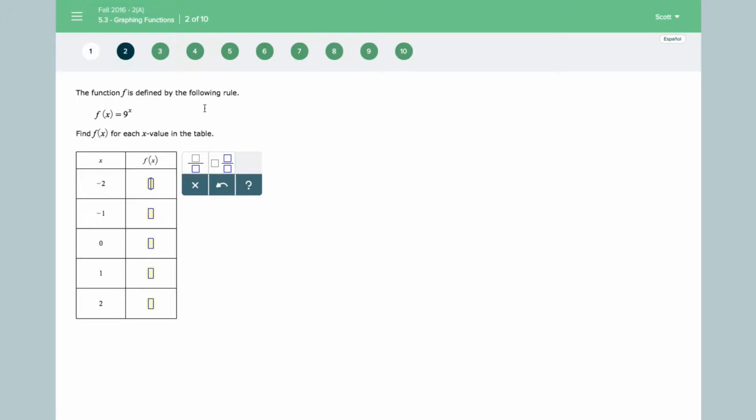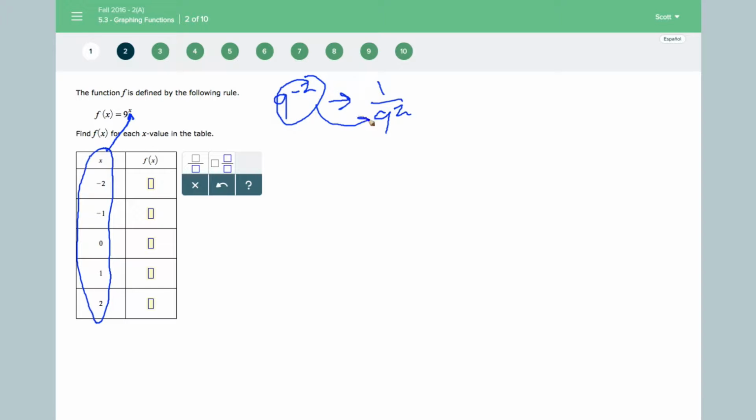Number 2, same thing, only in this case, or at least in my example, we're doing it as an exponent. So let me remind you how to deal with an exponent. If I have 9 to the -2 power, that's the same thing as saying 1 over 9 squared. The -2 just makes this whole thing go into the denominator, or it flips it upside down. So what's 1 over 9 squared? It's 1 over 81. And that's what you'd put right here.